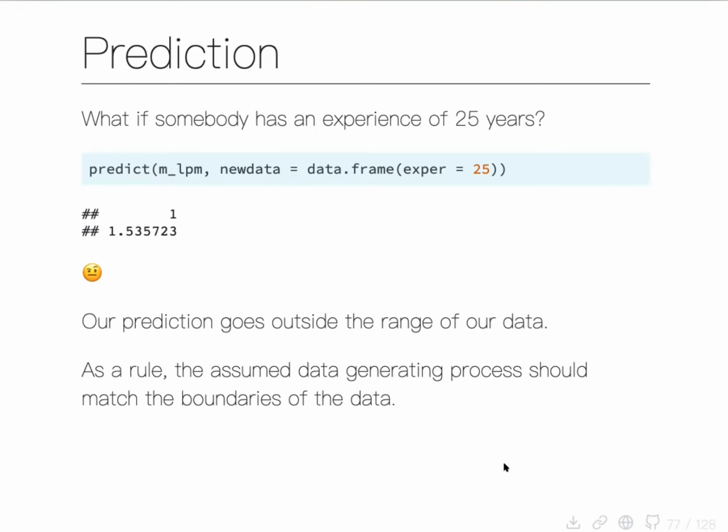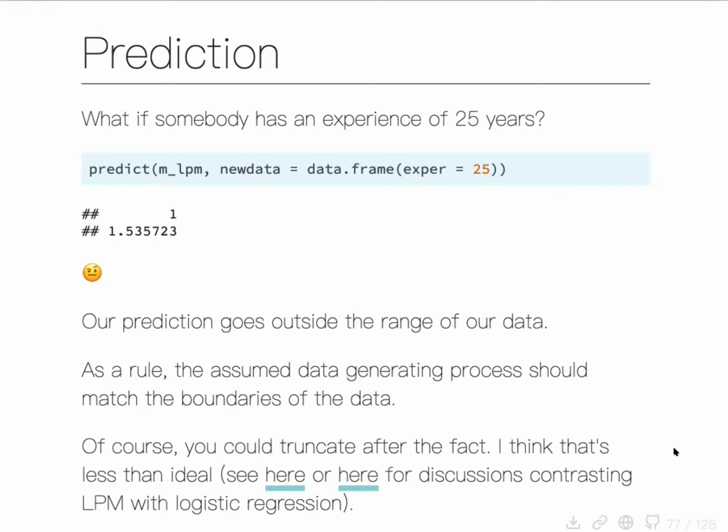So as a general rule, the assumed data generating process should match the boundaries of your data. Okay, and that's the biggest critique of the linear probability model. Of course, you could truncate after the fact and say anything above 1, we're just going to say is 1. Anything below 0, we're just going to say is 0. Okay, and then from there on, everything is fine. This is still less than ideal from my perspective, but there are others that would strongly disagree with that. Okay, so here's 2 different blog posts about it. You can check those if you want. But this is legitimately very controversial with strong proponents on both sides.